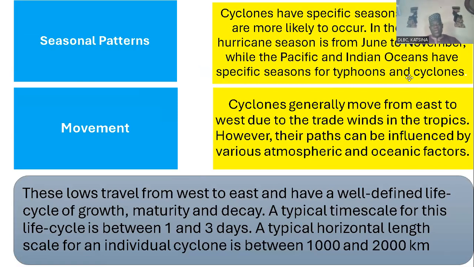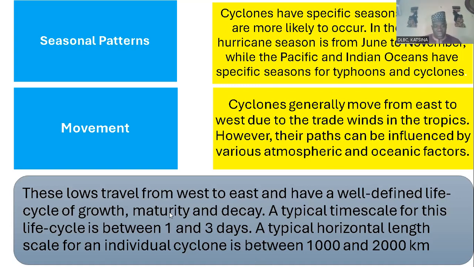In the Atlantic, hurricane season is from June to November, while in the Pacific and Indian Oceans, there are specific seasons for typhoons and cyclones. Then movement. Cyclones generally move from east to west due to the trade winds in the tropics, following the movement of the trade winds. However, their paths can be influenced by various atmospheric and oceanic factors.